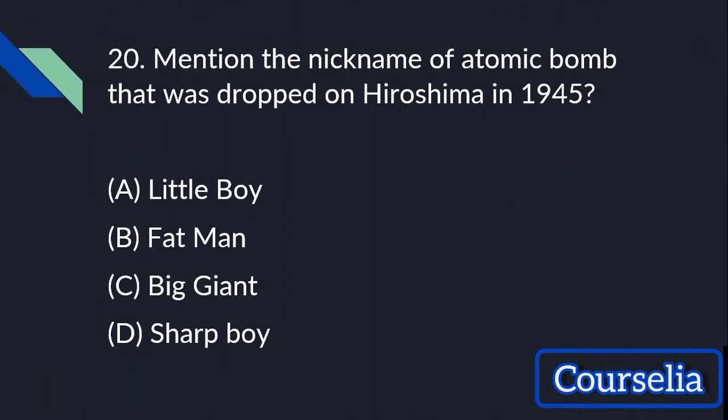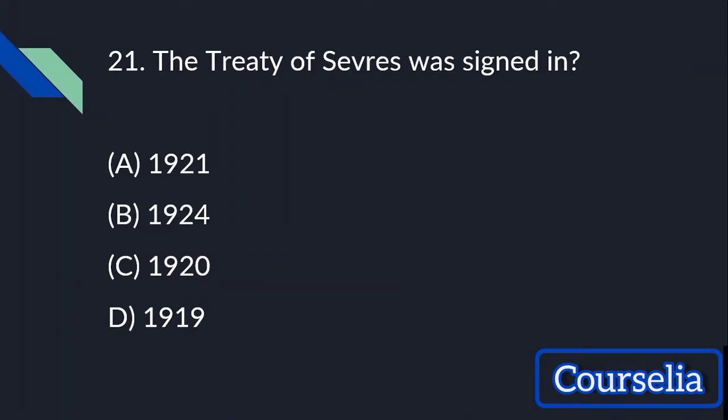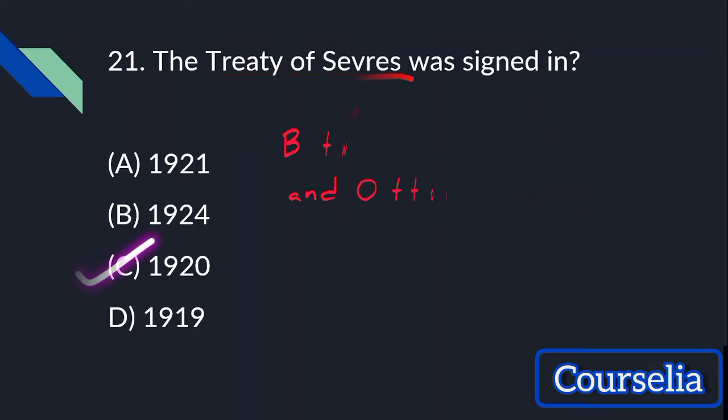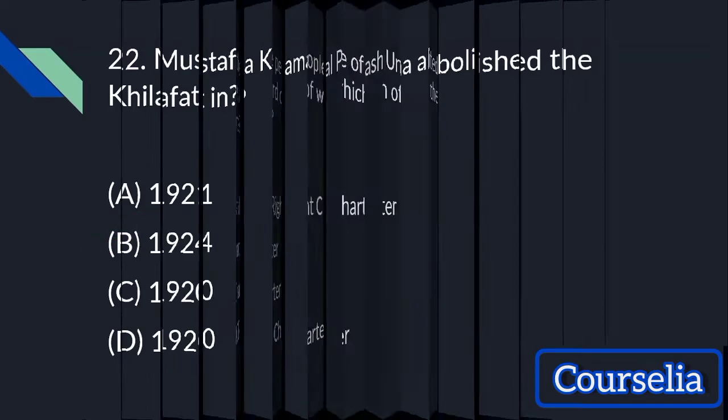Mention the nickname of atomic bomb that was dropped on Hiroshima in 1945. Little boy, fat man, big giant, sharp boy. Answer is little boy. The Treaty of Sevres was signed in. It was a treaty between the allies of World War I and Ottoman Empire, and it was signed in 1920. Mustafa Kemal Pasha abolished the Khilafat in 1924.